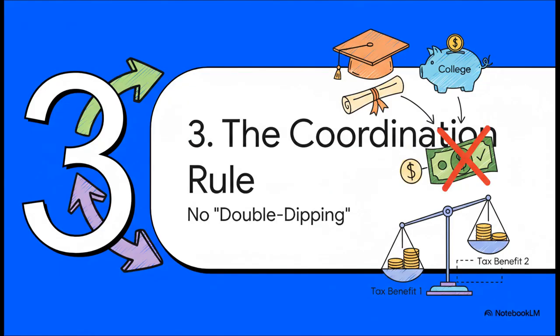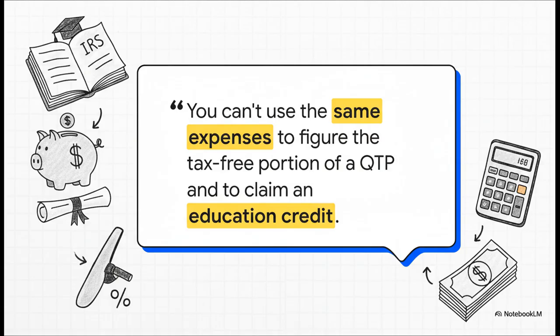Okay, so that difference in what counts as a qualified expense brings us to the rule that acts as the referee. The tax code has very specific rules. They call them coordination rules, that are designed purely to stop you from using the same exact dollar of an expense to get two different tax breaks. And believe me, this is not buried in some legal jargon. It's stated in plain English right in IRS Publication 970, which is pretty much the Bible for education tax benefits. It doesn't get much clearer than that. The IRS is flat out telling you that you cannot use the same expense to justify both a tax credit and a tax-free 529 withdrawal, period.